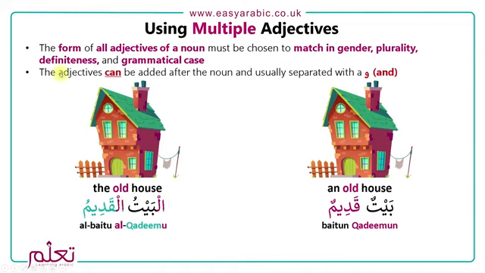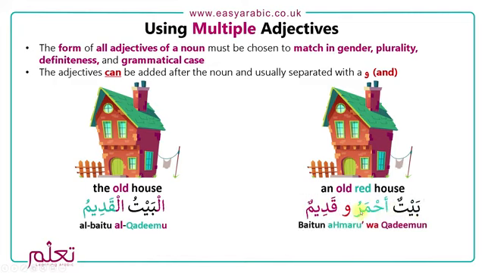If we were to add adjectives after the noun, they are usually separated using a wa. Okay, this is in Arabic. Some people say don't use a wa, some say use it, but normally when they speak in Arabic, if there's more than one adjective, they will add a wa in the middle. So if we say an old red house, we'll say Baytun Ahmaru wa Qadimun. Baytun Ahmaru wa Qadimun. Okay, so here we're saying an old red house.